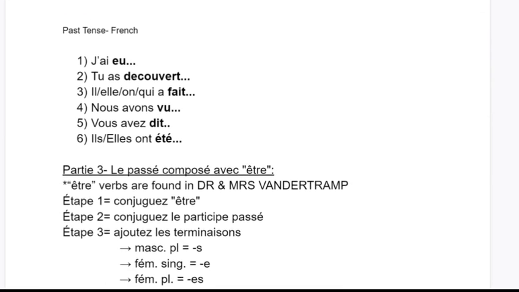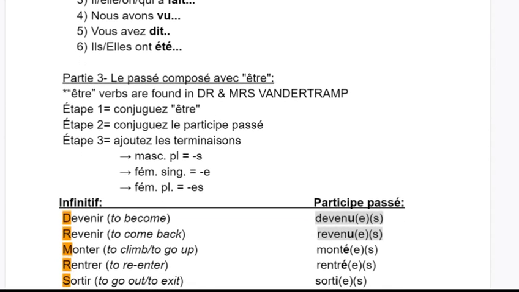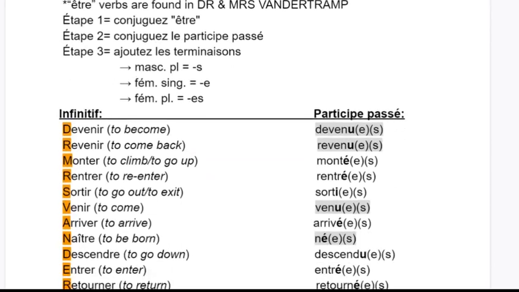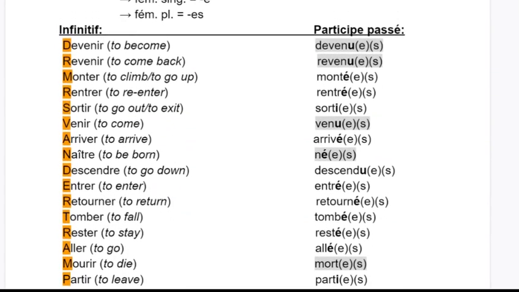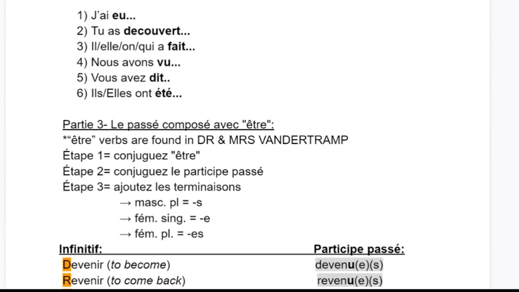Part 3 is le passé composé avec être. Être verbs are found in Dr. and Mrs. Vandertramp. I said in the beginning we're going to talk about it. I've also provided the Dr. and Mrs. Vandertramp verbs over here. But first, before we get into that, there are 3 steps with être.